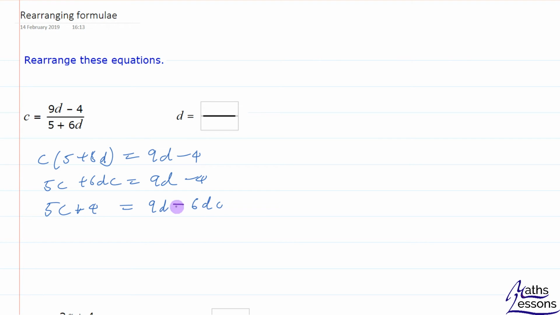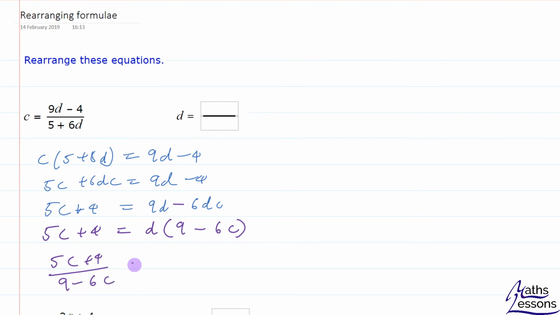Okay. Now I've got all the d's on one side. I can factorise. So 5c plus 4 equals d, close open brackets, 9 minus 6c. And now I can get the d on its own by dividing by 9 minus 6c. So I get 5c plus 4 over 9 minus 6c equals d. So that is my answer.